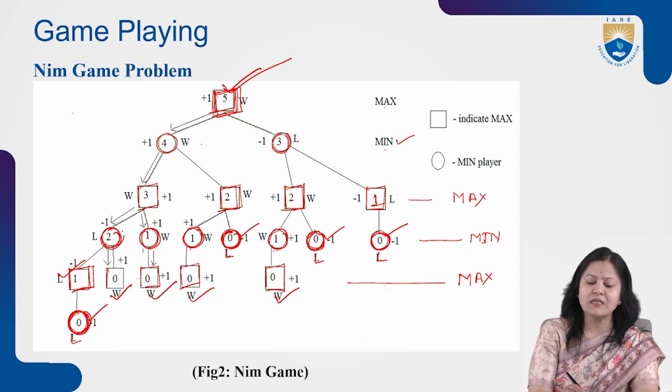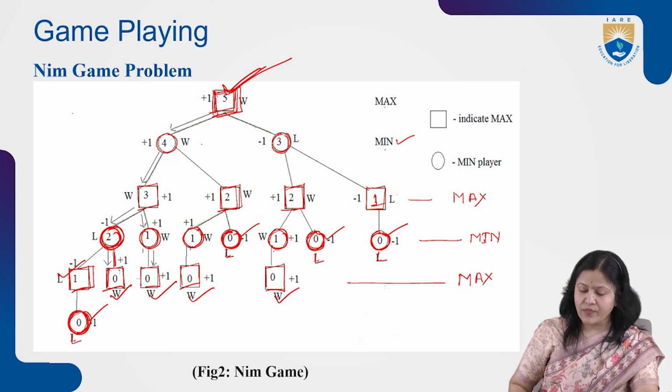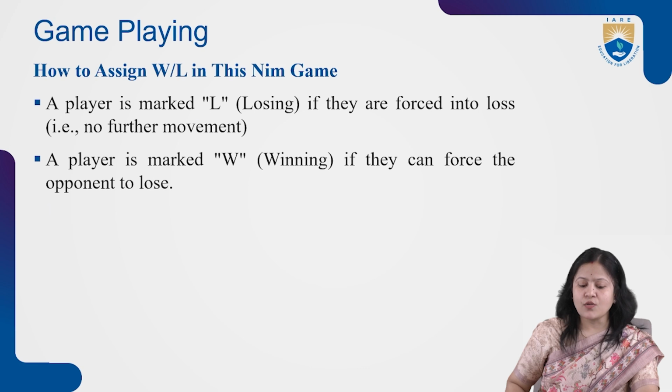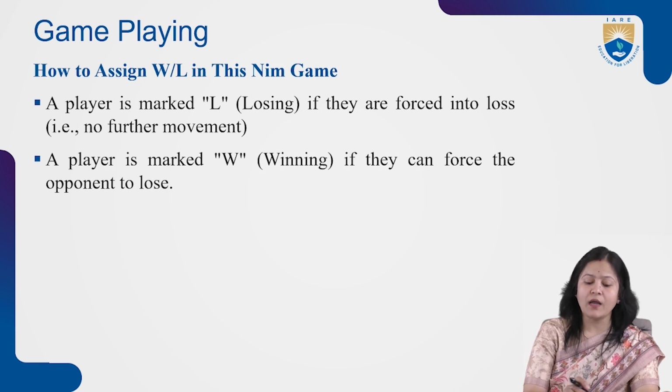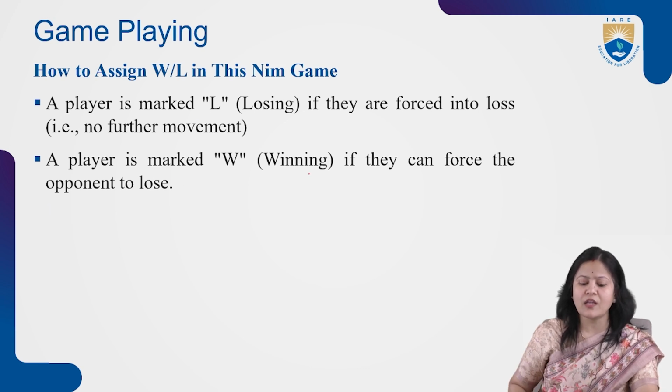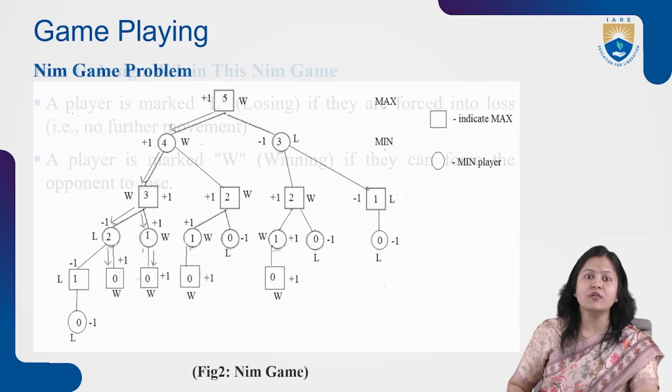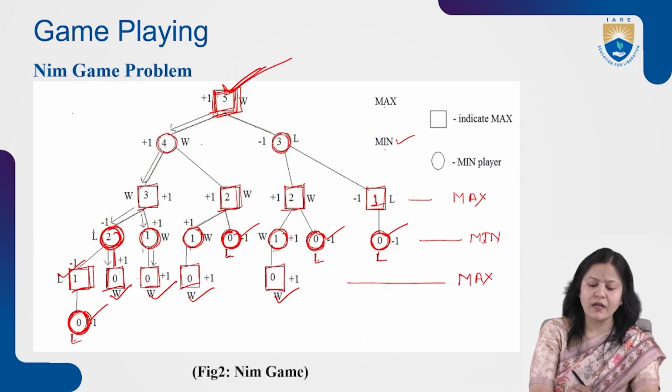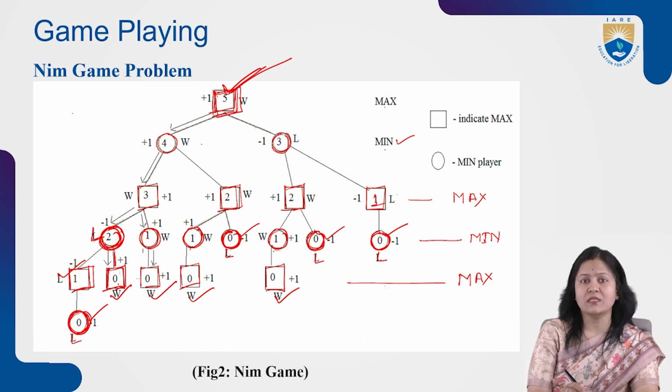Because the min layer is taking the last object here. So 2 minus 2, we are getting 0 over here. So Max is starting the game and Min is taking the last object. That is why, sorry, a player is marked as W if they can force the opponent to lose. Who is the loser here? Definitely, because the Min player is taking the last object, that is why it is considered a loss. So that is why the Max player will be considered as W.